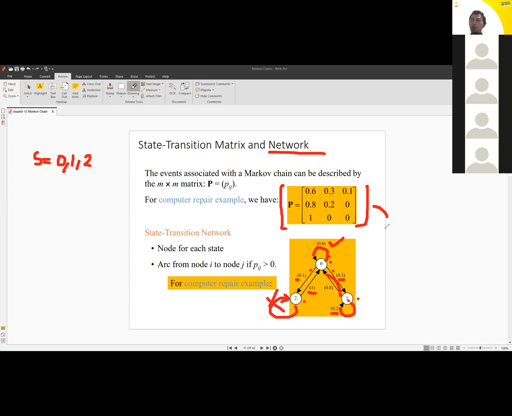This is how to transform from the transition matrix to the network, or what we can call a Markov chain. Markov chain, because it's a kind of chain linking from one point to another point.